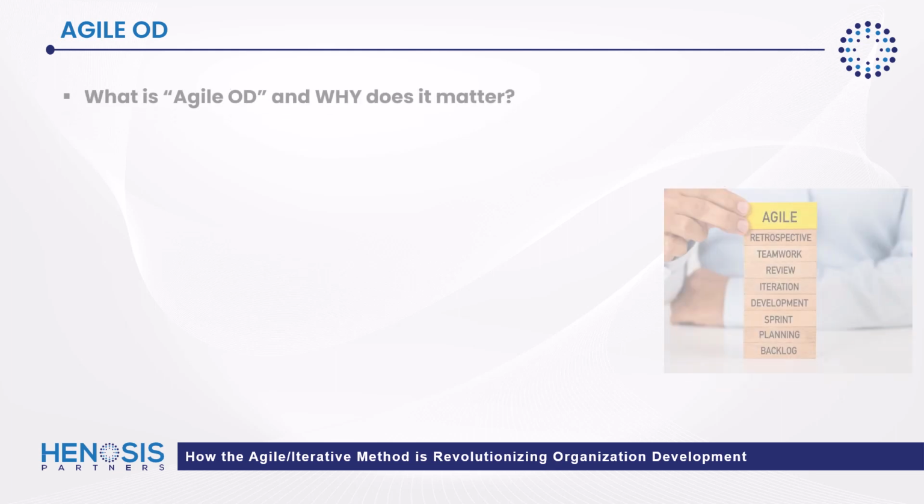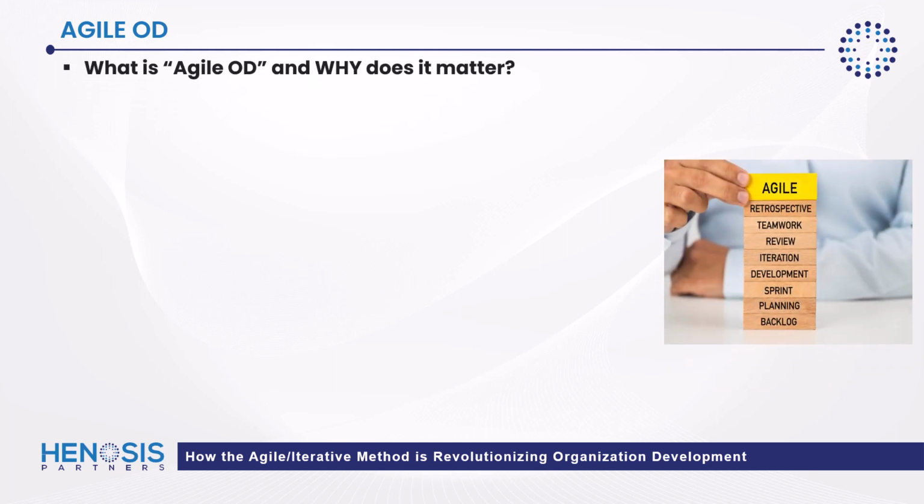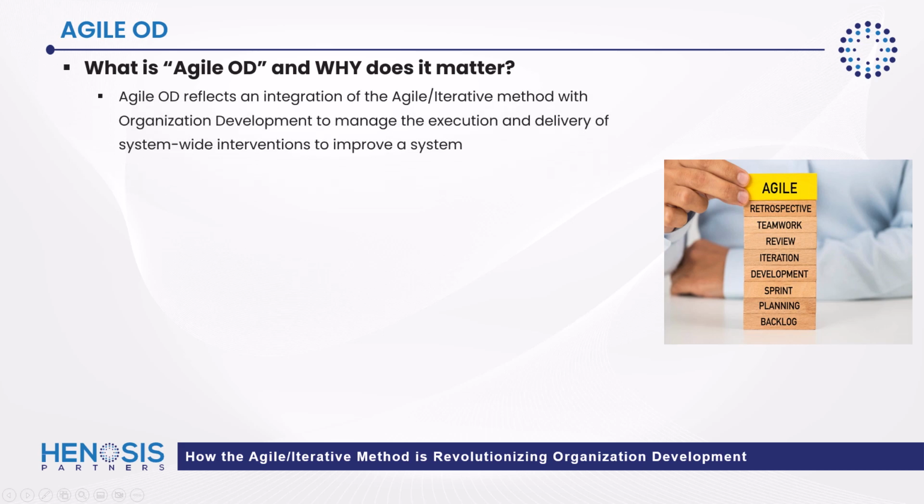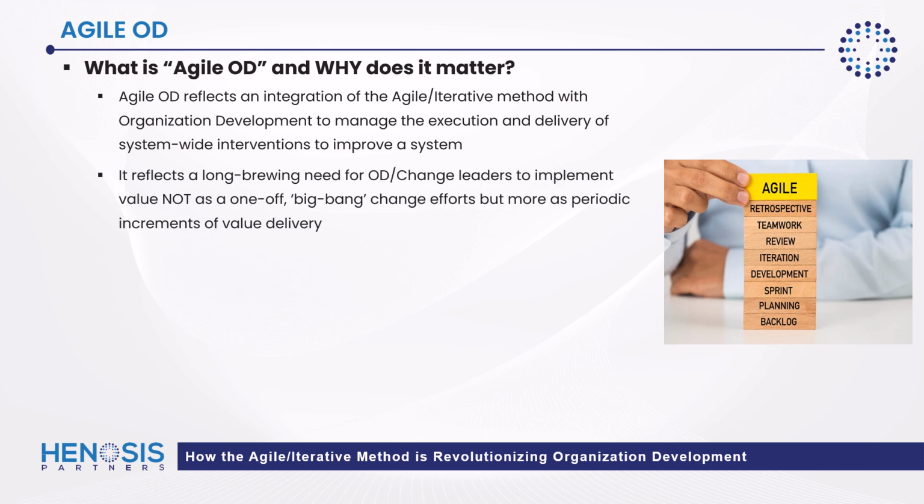We begin by addressing the question, what is Agile OD and why does it matter? Well, first off, Agile OD reflects an integration of the Agile Iterative Method with organization development to manage the execution and delivery of system-wide interventions to improve a system. Agile OD also reflects a long-brewing need for OD and change leaders to implement value not as a one-off big bang change effort, but more as periodic increments of value delivery.